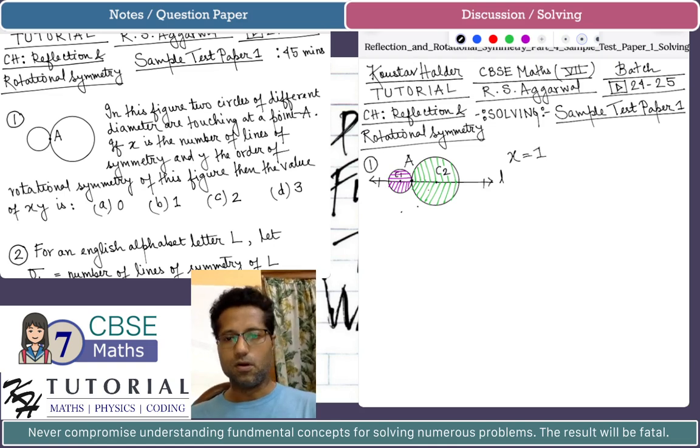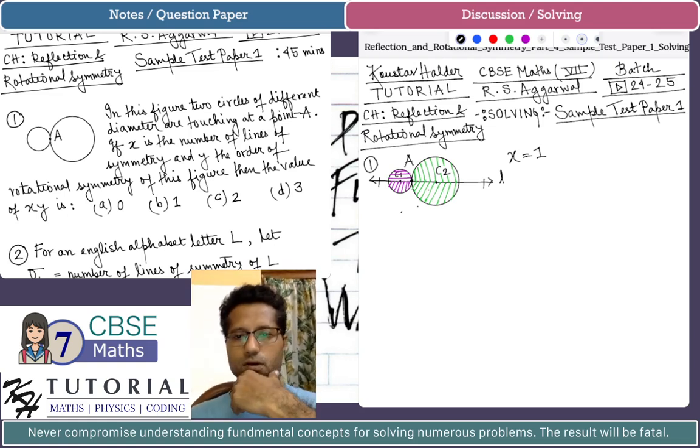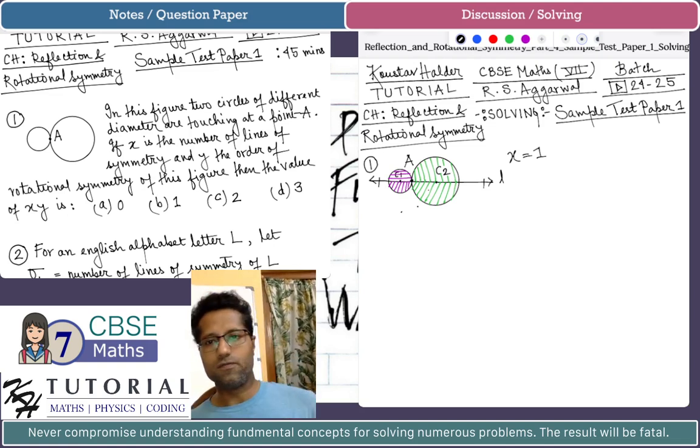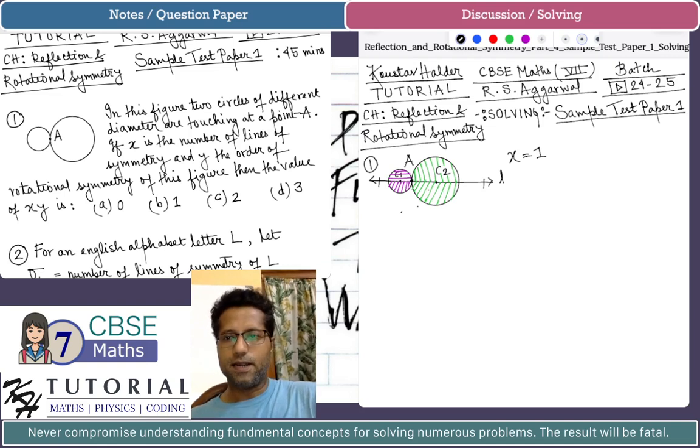Now, what about the order of rotational symmetry? So what is order of rotational symmetry? If you rotate this entire figure about a point such that at more than one different angle the entire figure will look identical, then it will have a rotational symmetry.